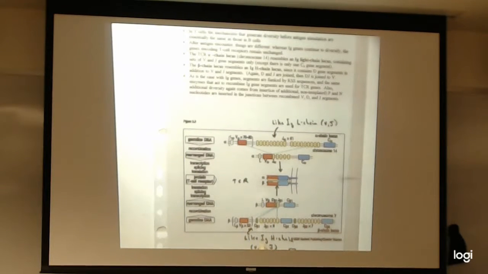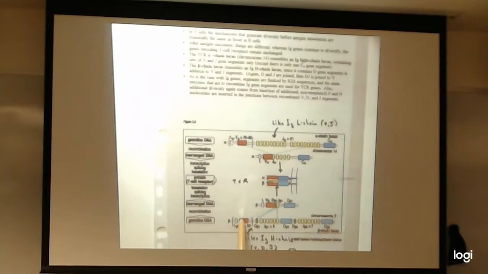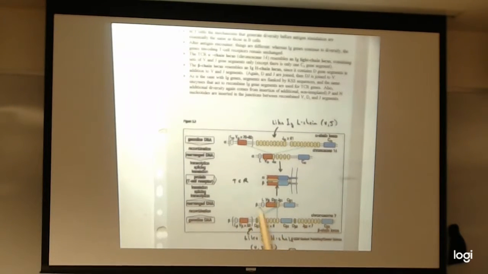For heavy chain, you remember we have D and J and V boxes, and we pick randomly from the menu here and create a finished gene at the level of DNA for a particular beta chain of a T cell receptor, and then we'll make the mRNA and protein out of that to make this beta chain.